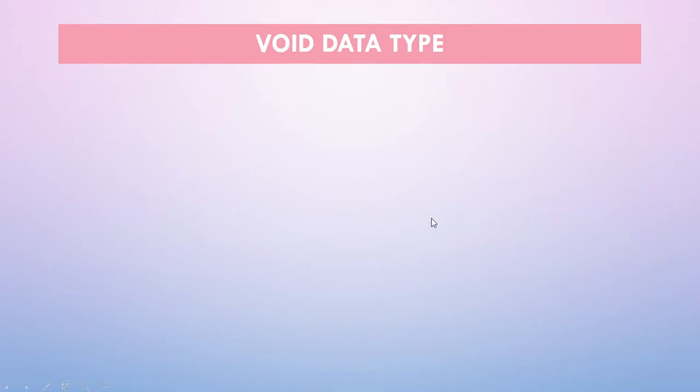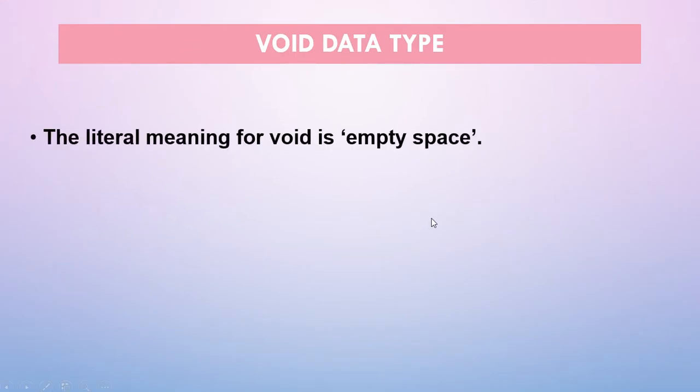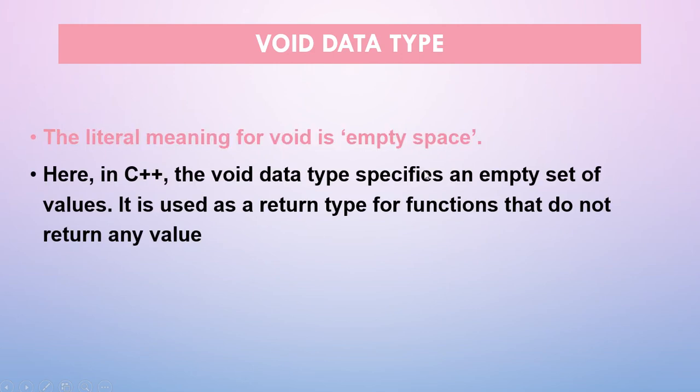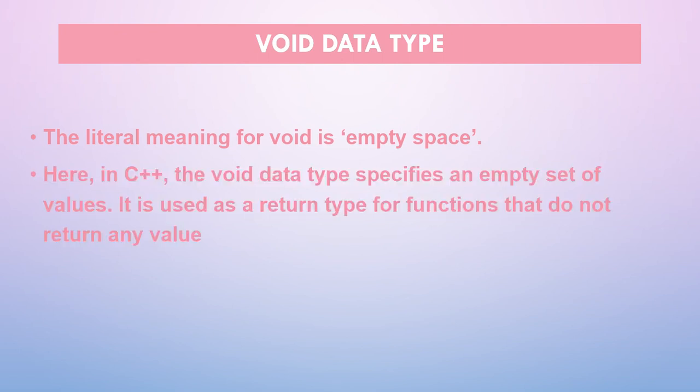The next one is the void data type. Void means empty, null. The literal meaning of void is empty space. Normally this void data type is used in functions, to denote that the function does not return any value. Void means empty. When we use this keyword, this data type, in a function, the function does not return any value. So we will discuss this in the next chapters.